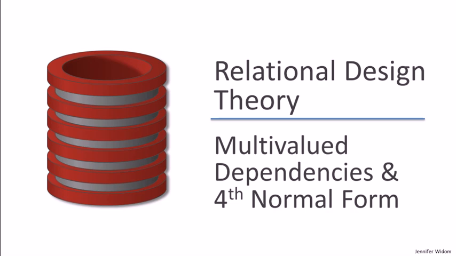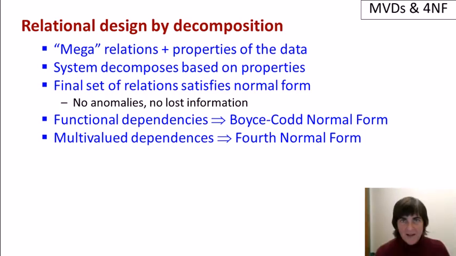This video continues the topic of relational design, talking specifically about multi-valued dependencies and fourth normal form. I know I've reminded you many times about relational design by decomposition, so let me do it very quickly. The designer specifies mega relations with all of the information they want to store and properties of the data. The system decomposes the mega relations into smaller relations that have good properties, no anomalies, and no lost information.